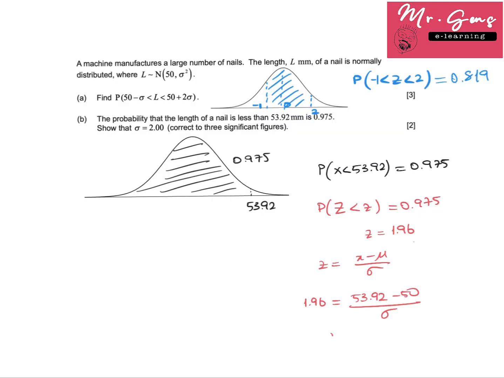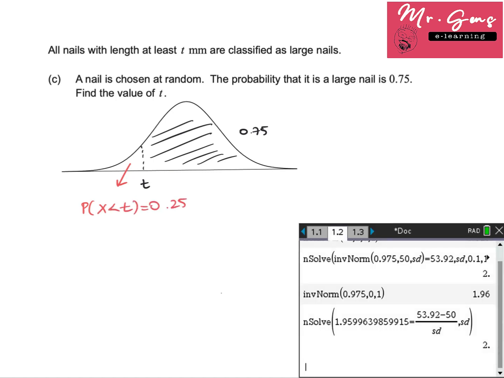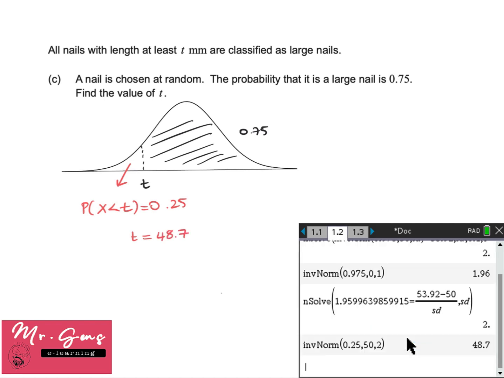Standard deviation is 2. Read part C, please. A nail chosen at random. So we know the area on the right, but in order to use inverse norm, we need to use area on the left. Inverse normal. Now we know everything. We just need to find the quantile. So that's 48.7.